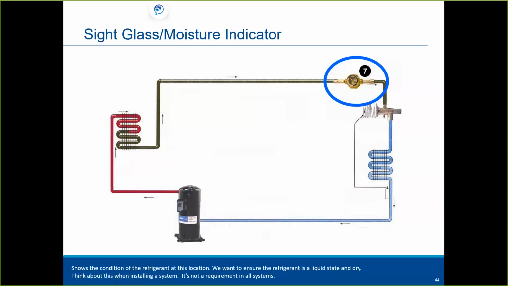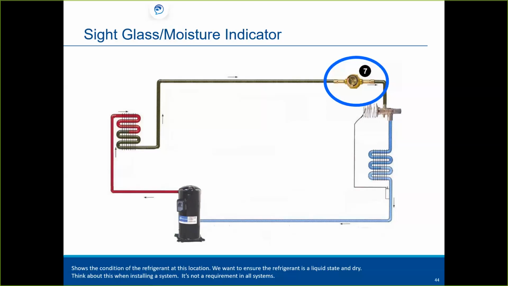All right, let's talk about the sight glass moisture indicator, our eye to the system. What can we see in the sight glass? Well, we can see discoloration of the refrigerant. We can also see moisture, what we were just taking out in the liquid line filter dryer.